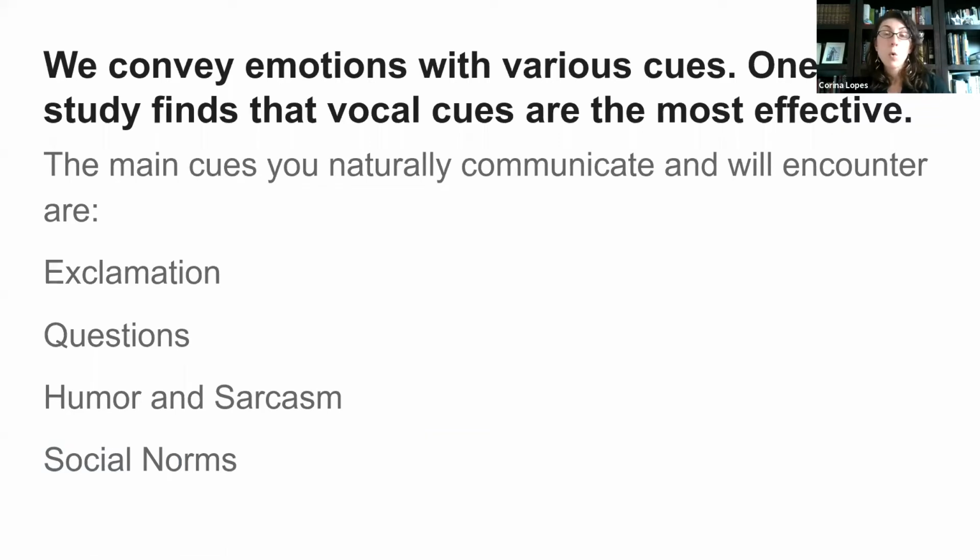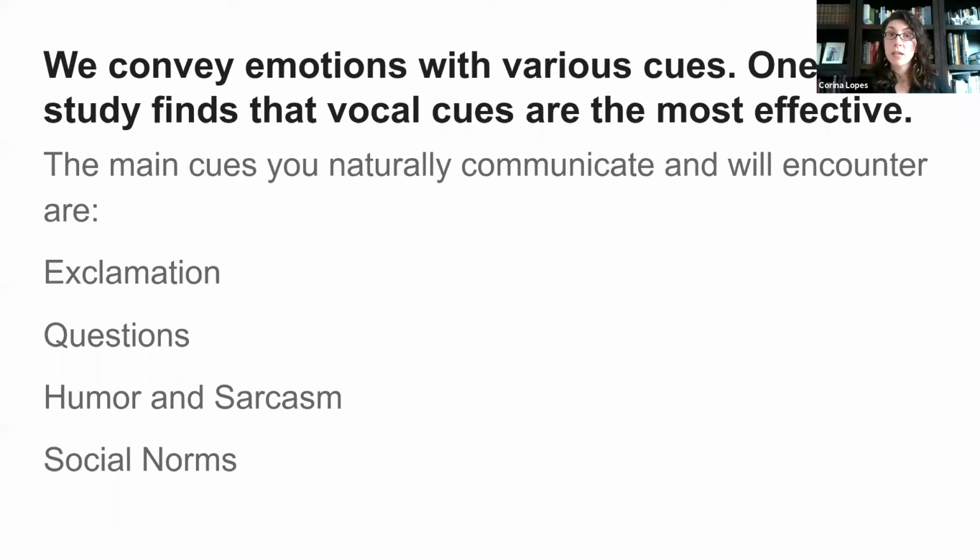We convey or share emotions with various cues. Many of those cues are contextual. Contextual means the information surrounding an event. So that can be facial cues or expressions. Someone's angry, they might be putting their eyebrows together, right? Getting red in the face. It can be the context of all the words that have been happening within a conversation.